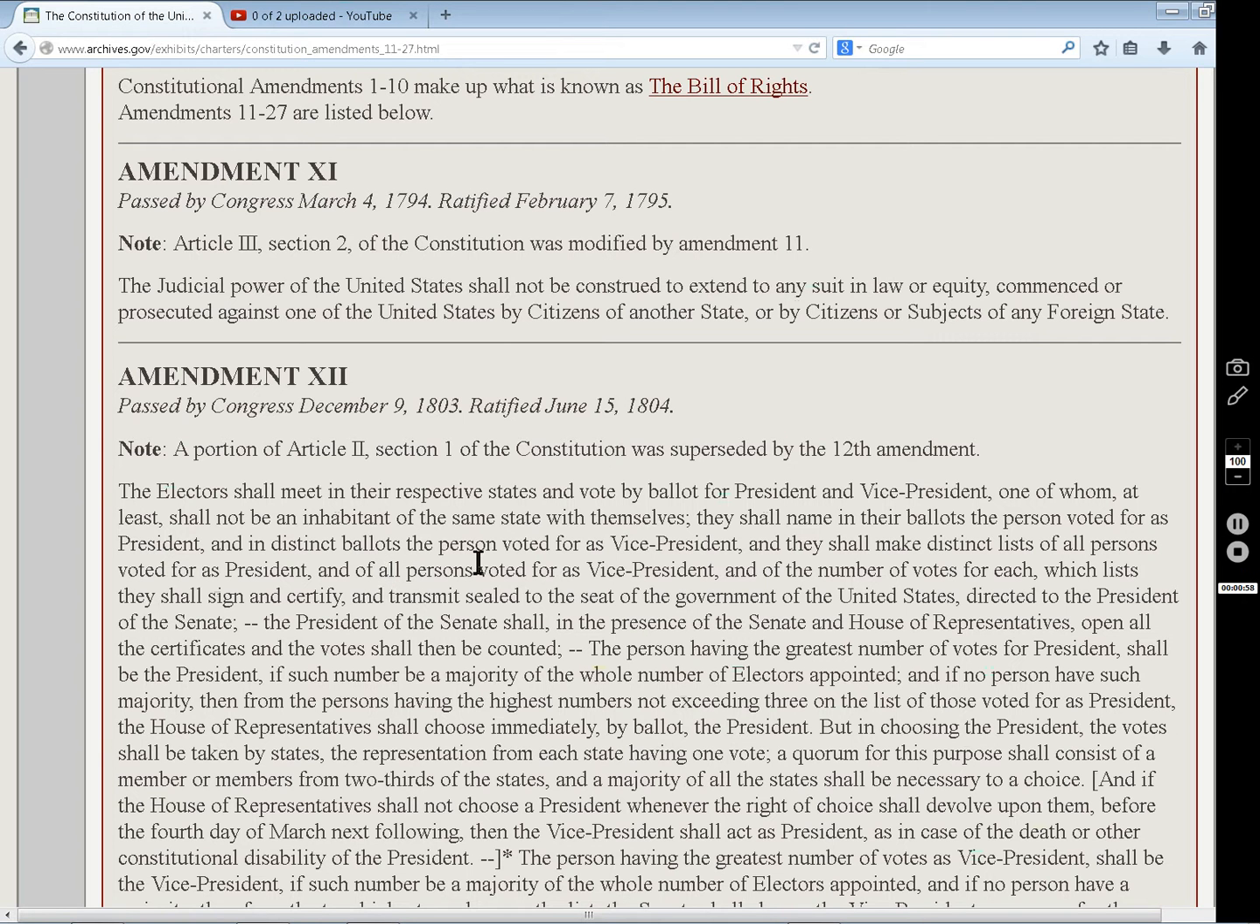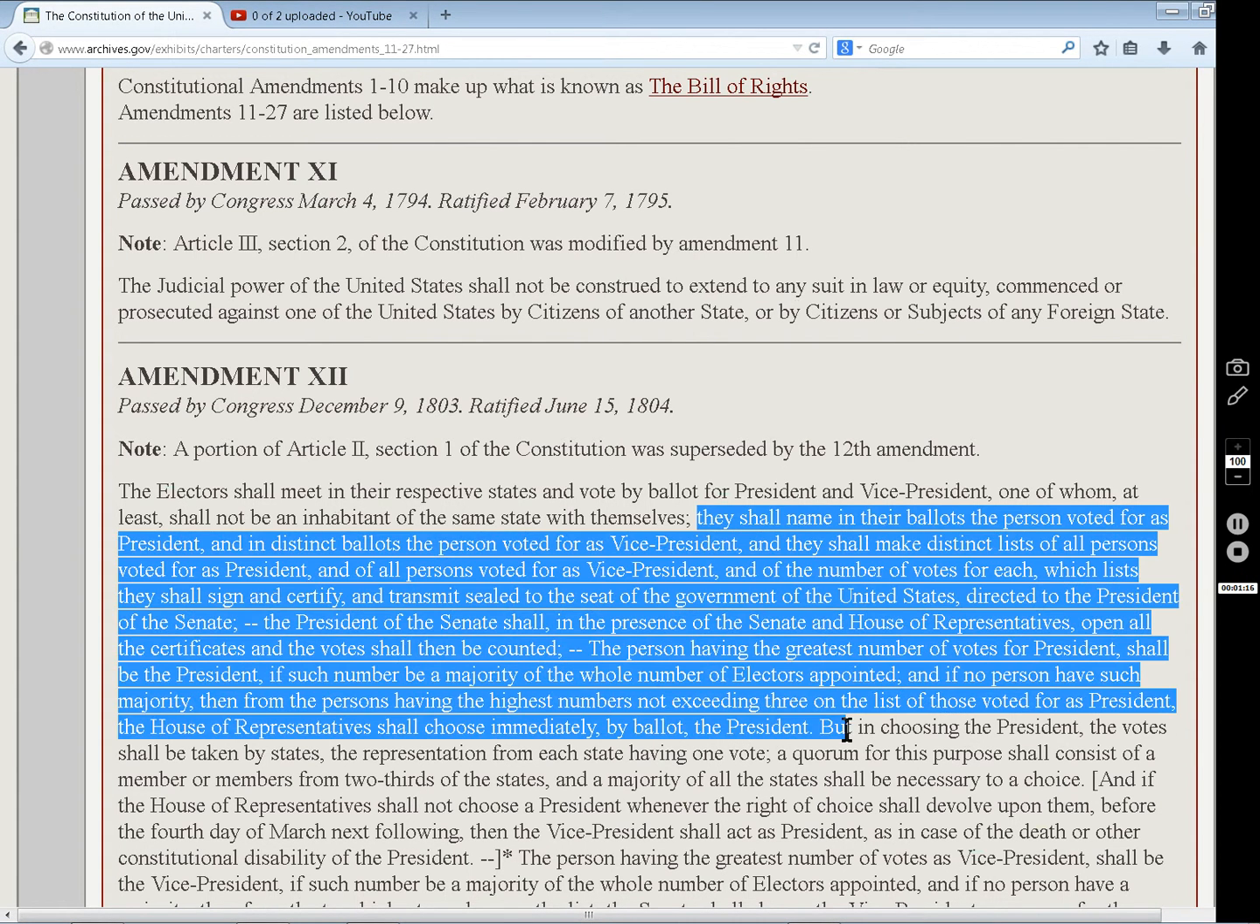The electors shall meet in their respective states and vote by ballot for the President and Vice President, one of whom at least shall not be an inhabitant of the same state with themselves. They shall name in their ballots the person voted as President, and in distinct ballots the person voted for as Vice President, and they shall make distinct lists of all persons voted for as President, and all persons voted for as Vice President, and of the number of votes for each, which lists they shall sign and certify, and transmit sealed to the seat of the government of the United States, directed to the President of the Senate.